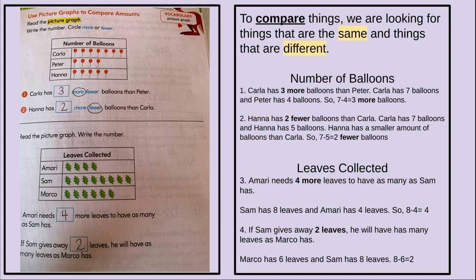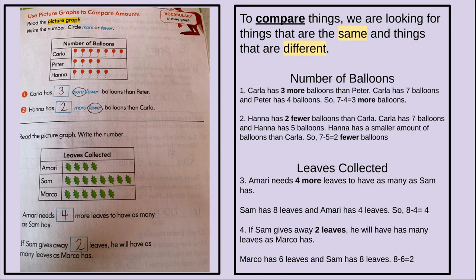If you look at the second picture graph, this is about leaves collected. We have 3 students, Amari, Sam, and Marco. Number 3 says Amari needs 4 more leaves to have as many as Sam has. Sam has 8 leaves and Amari has 4 leaves, so 8 minus 4 equals 4.